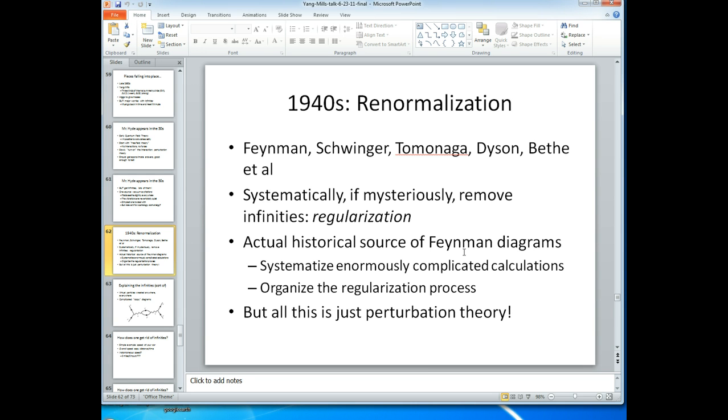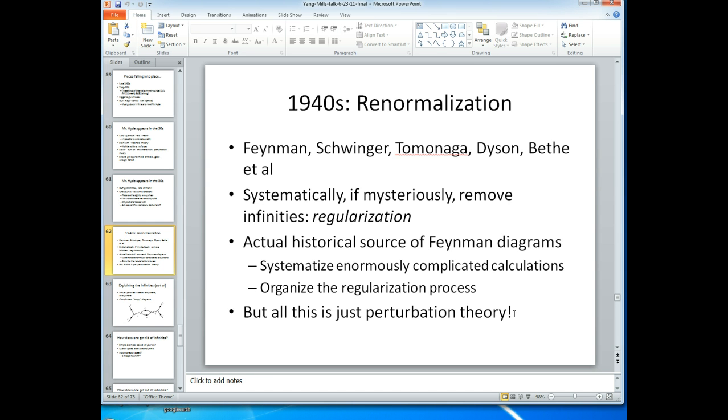Turns out this is really where those Feynman diagrams came from. I talked about, in an ahistorical way, how you can think of fields as particles and particles as fields, and you can draw these Feynman diagrams. Where they first became super useful is that they enormously systematized this complicated process of renormalization and organized the regularization process.